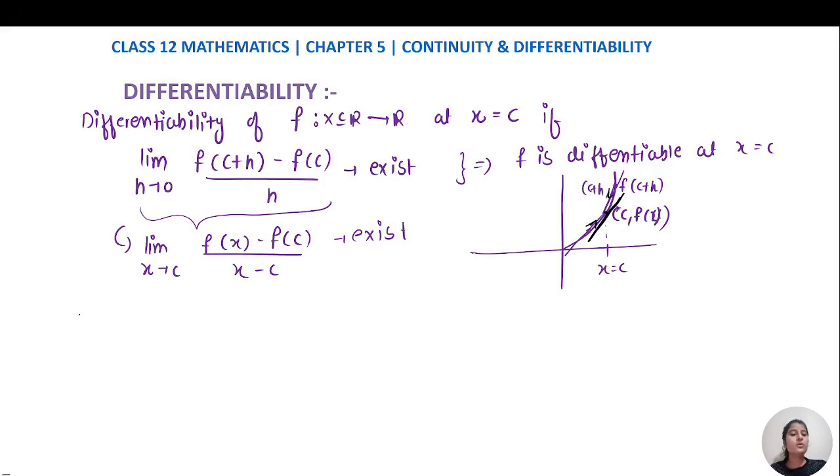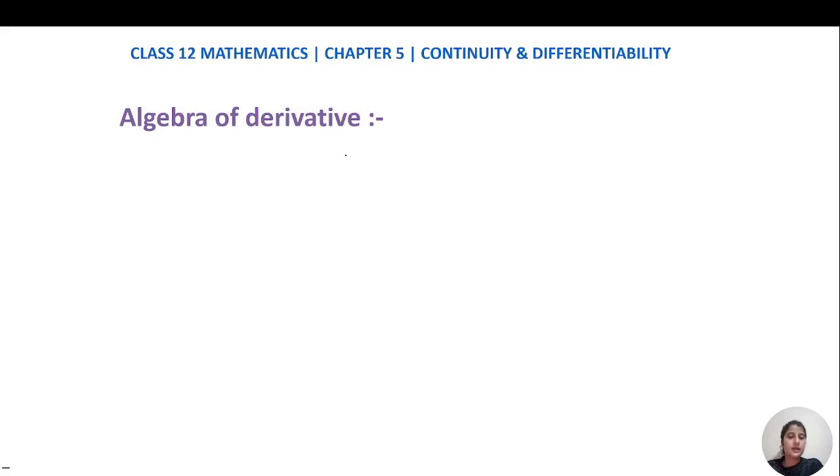Now how is it denoted? Its notation is f dash of c, or, another way, d by dx, differentiating with respect to x: dy by dx of f of x at x equals c. If this limit exists, then we say the function is differentiable, and the derivative of this function at c is denoted by f dash of c. Now let me do its algebra of derivative.